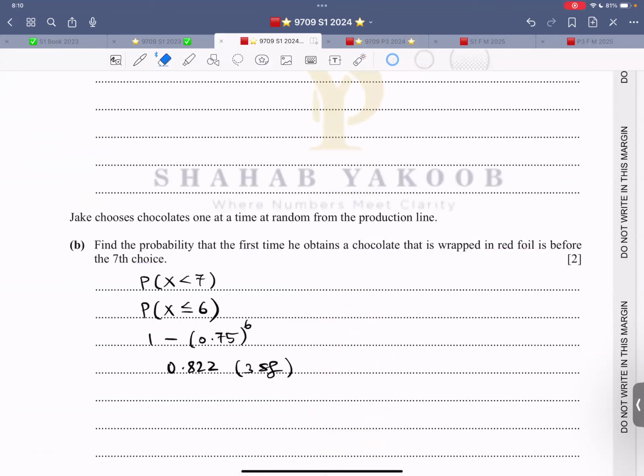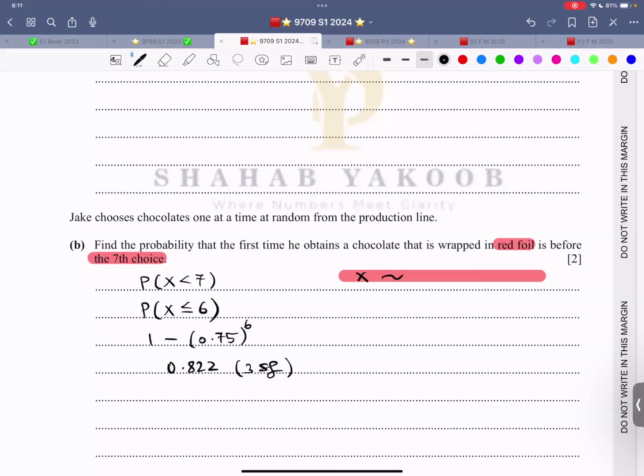Find the probability the first time he obtains a chocolate that is wrapped in red foil is before the 7th choice. So now what is over here? First of all, you would write that this is a geometric probability distribution. X follows a geometric probability distribution. Probability of success is 0.25. So P is 0.25 and Q is 0.75.